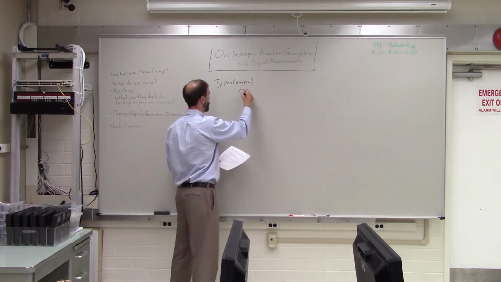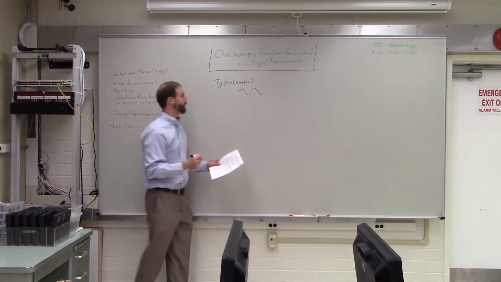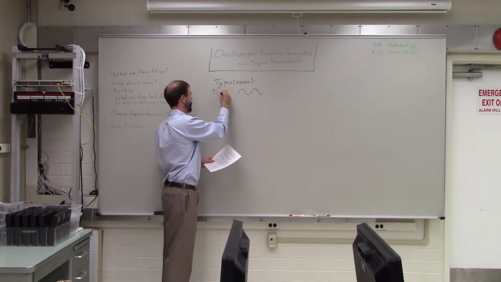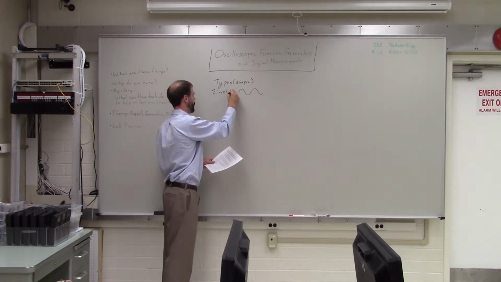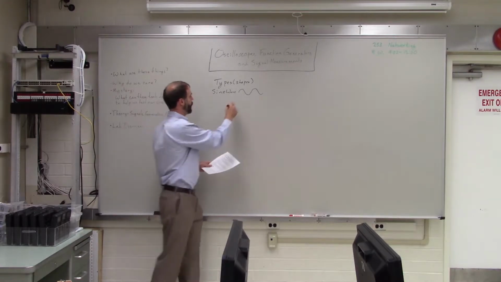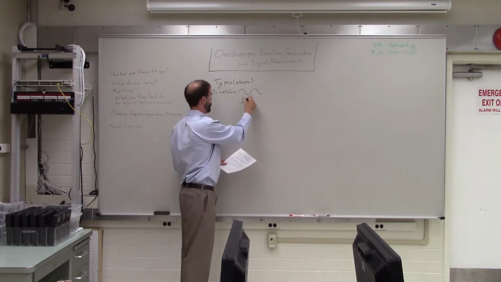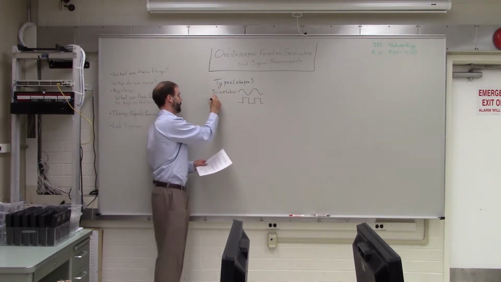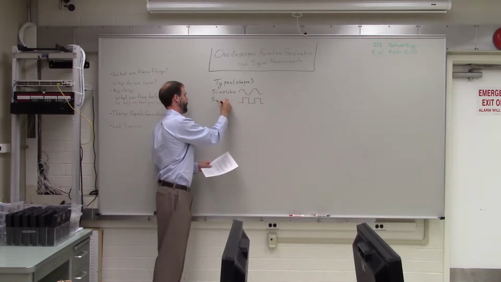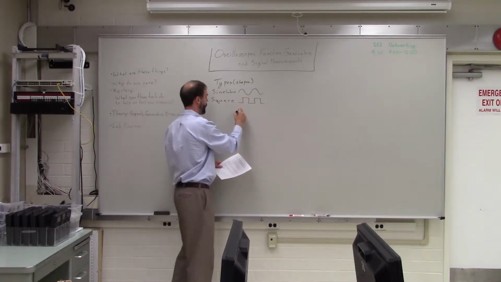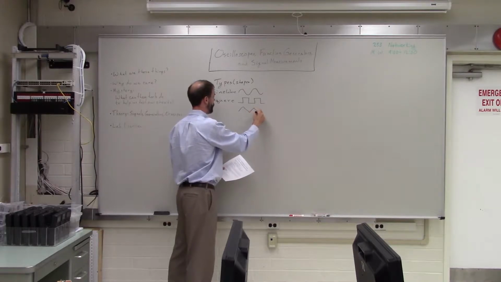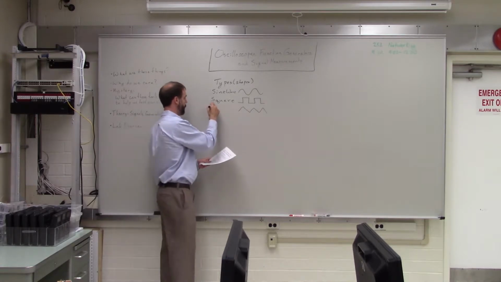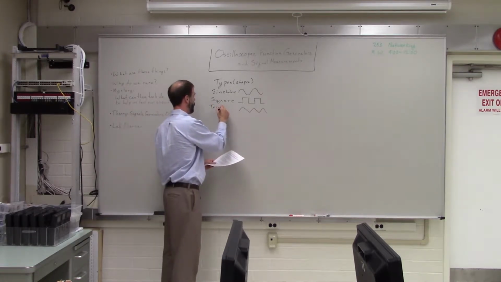So if I drew a signal that looks like that, what kind of signal is that? Sine wave. Sine wave, yeah. If I drew a signal that looks like that, what kind of signal is that? Square wave. Square wave, perfect. If I draw a signal like that, what kind is that? Triangle wave. Yep. I've seen it referred to as sawtooth.